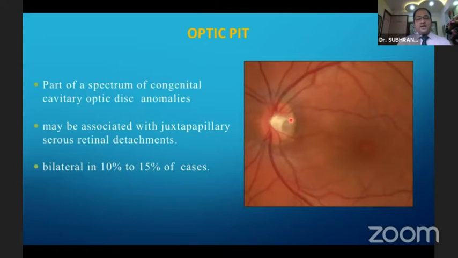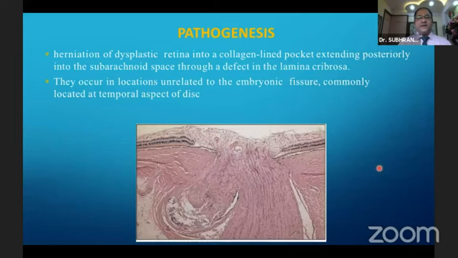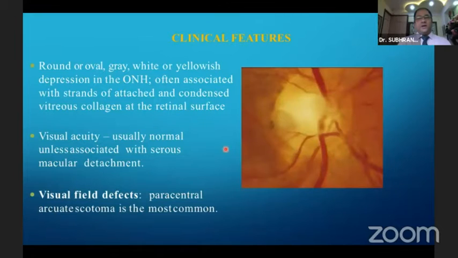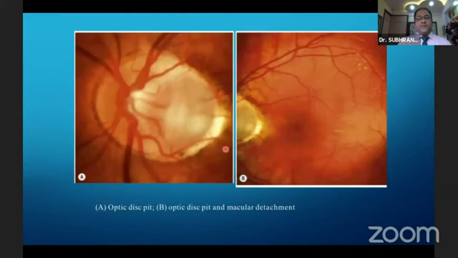It may be associated with juxtapapillary serous retinal detachment and may be bilateral in 10 to 15% of cases. So it's basically a herniation of the dysplastic retina into a collagen-lined pocket extending posteriorly into the subarachnoid space through a defect in the lamina cribrosa. So basically, the visual acuity usually depends on the amount of serous macular detachment. So this is basically an optic disc pit with serous macular detachment.